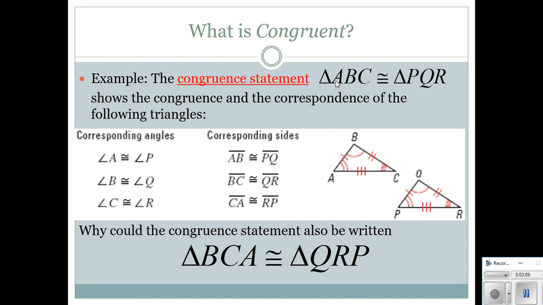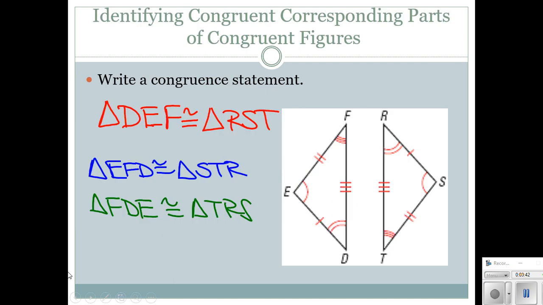Because if you look at this, A and P are congruent. So they appear first, right? They're corresponding right here. B and Q are corresponding. C and R are corresponding. So the way you write A, B, C, and P, Q, R, the first, second, third, they need to be corresponding and congruent. So you can write this way and this way, but as long as the order of the letters are corresponding and they are matching, okay? So make sure that happens.